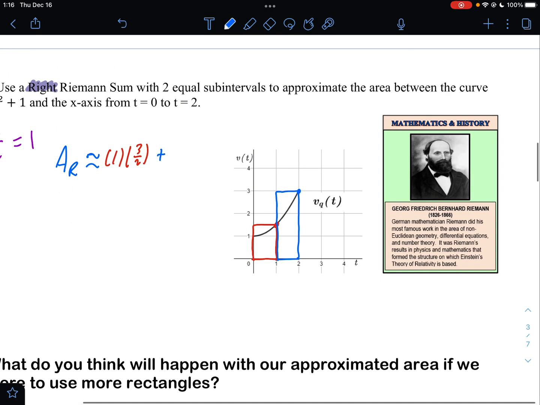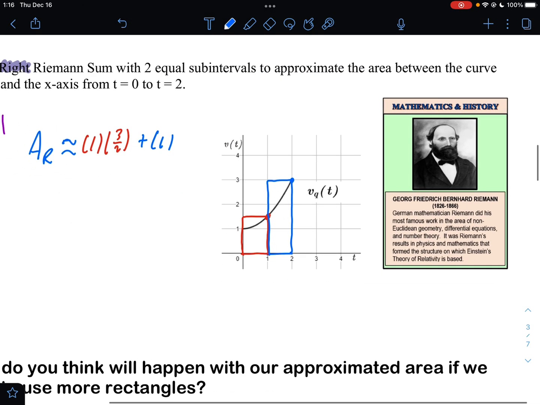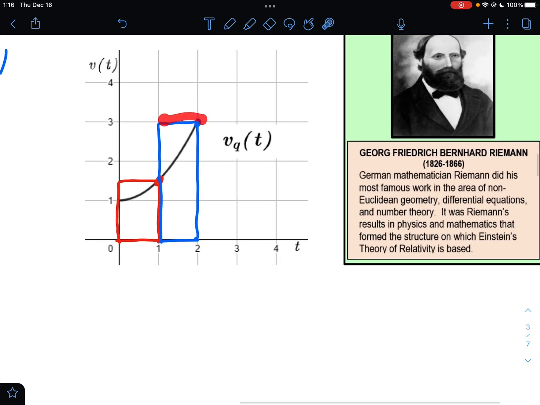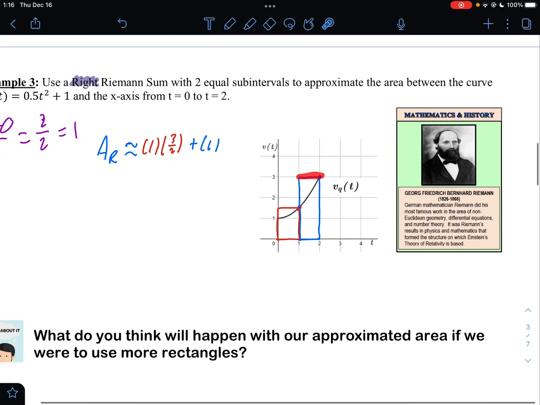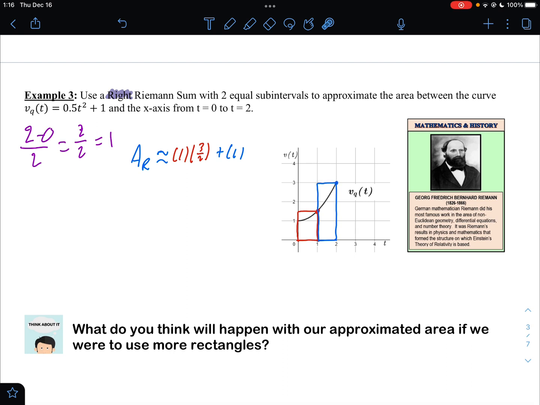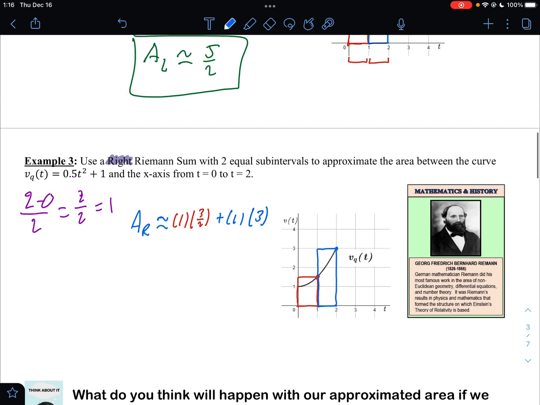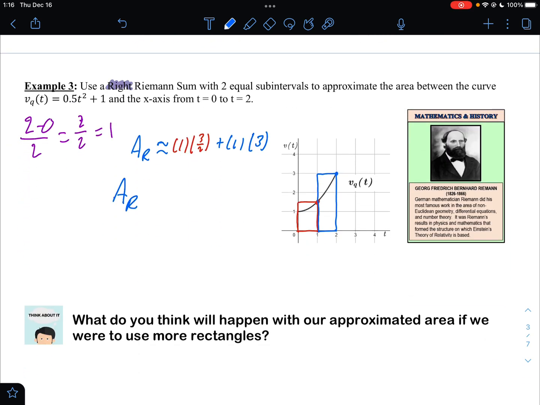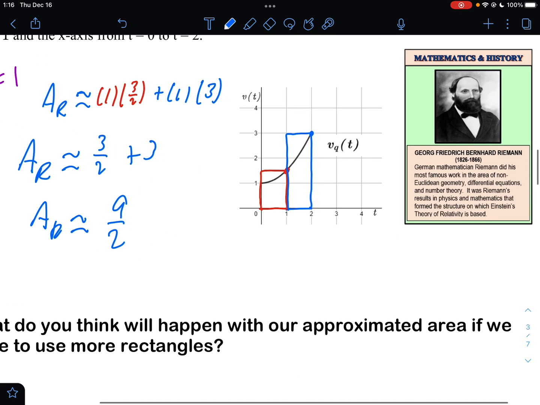Plus, the length of the second one is also 1. Its height is 3. And if we don't know that exactly, all we've got to do is put 2 into this equation, and that would give us 3. So our area is going to be 3/2 plus 3, which is 3/2 plus 6/2, or 9 over 2. Is our area 9 over 2? No, it is not. Look at all this extra area we added in.